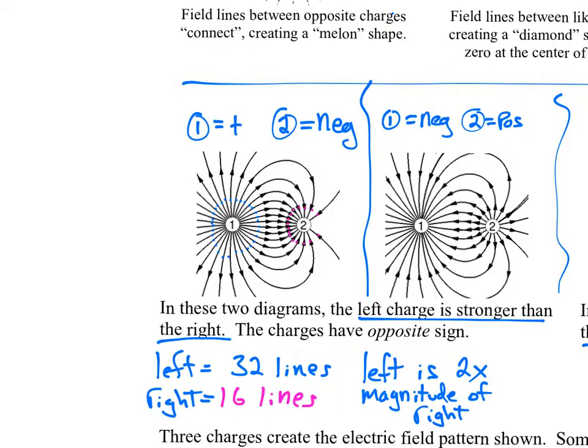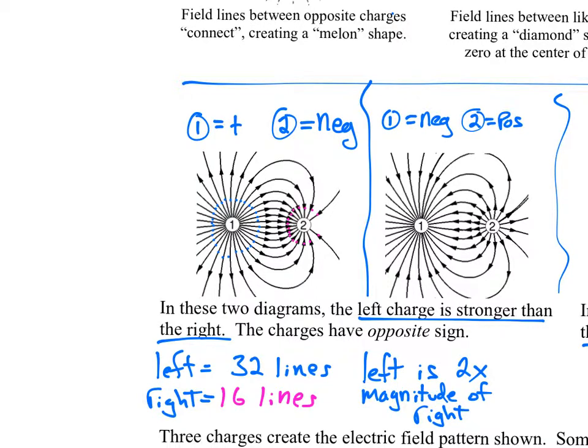Here we have the same kind of thing, but an opposite relationship. Charge 1 is negative because the field lines point towards it. Charge 2 is positive because the field lines point away. And again, charge 1 has 32 lines. Charge 2 only has 16.